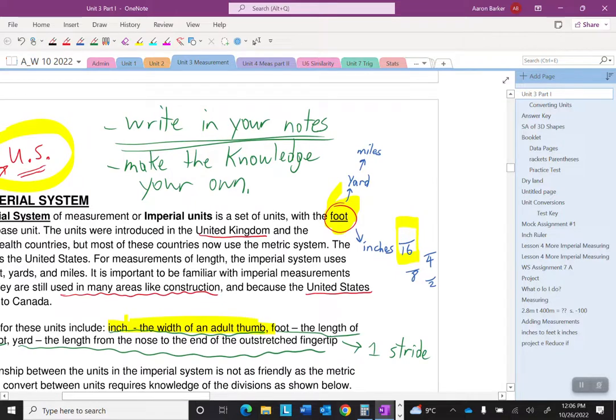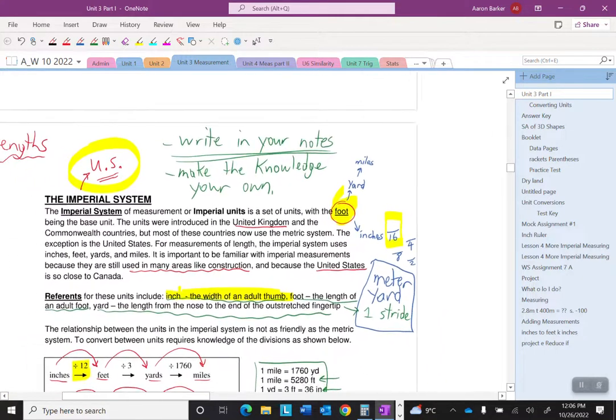Write down 1 stride for the yard. And even a meter. For rugby, because the game is down south where they use metric, it's bigger in Australia than New Zealand, the rugby field's measured in meters. So when I do measuring, I have to take really long strides because the meter's a little bit longer than the yard. Okay, any questions?